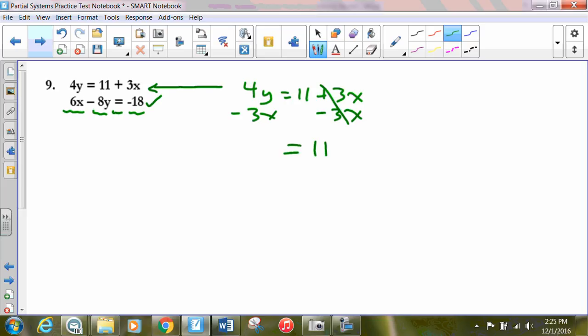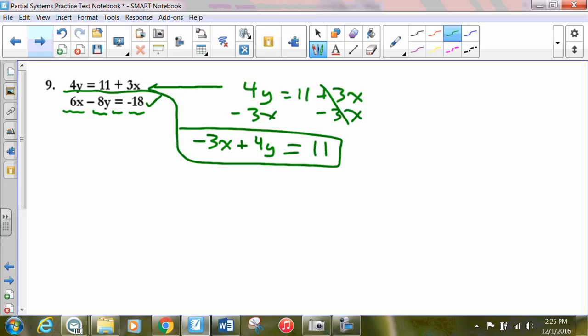4y minus 3x, they're not like terms, we can't combine them, so I'm going to write it like this, negative 3x plus 4y. I could have written 4y minus 3x, but in standard form, our x term goes first. So I just rewrote this equation to look like this because we have to have it in standard form to do elimination.